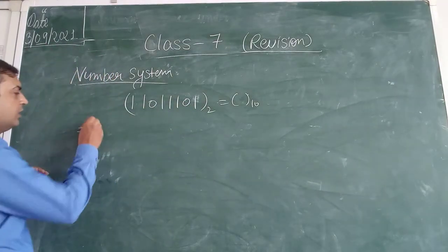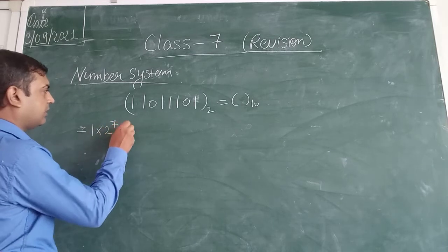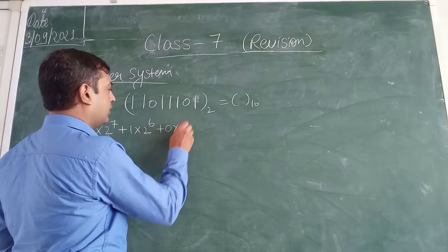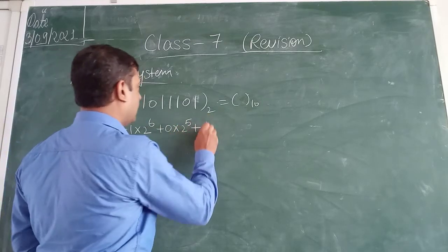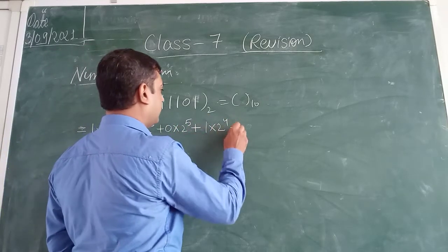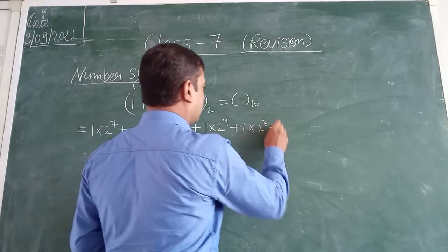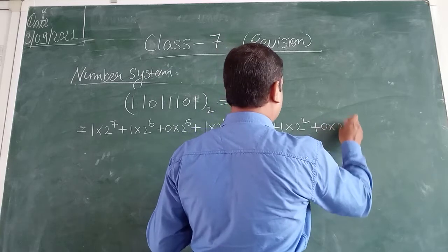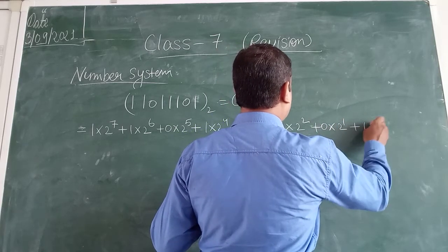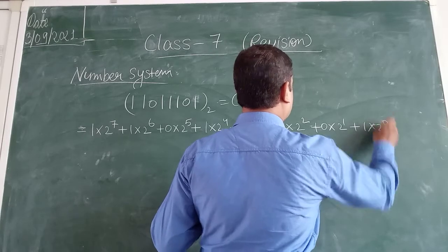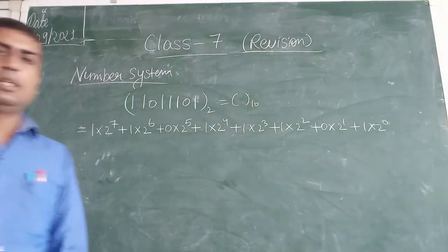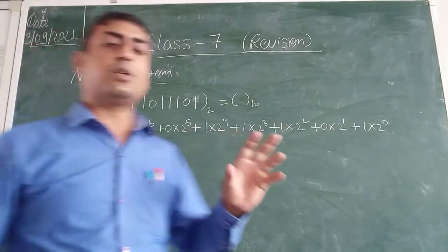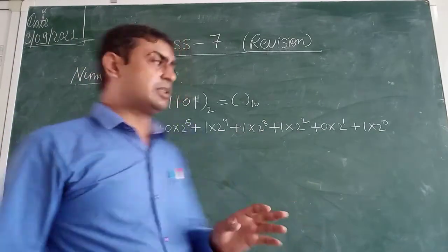If it is 8 digits, 1 into 2 to the power 7 plus 1 into 2 to the power 6 plus 0 into 2 to the power 5 plus 1 into 2 to the power 4, 1 into 2 to the power 3, 1 into 2 to the power 2, 0 into 2 to the power 1, 1 into 2 to the power 0. You will expand the number like this and start the power 1 less than the number of digits.